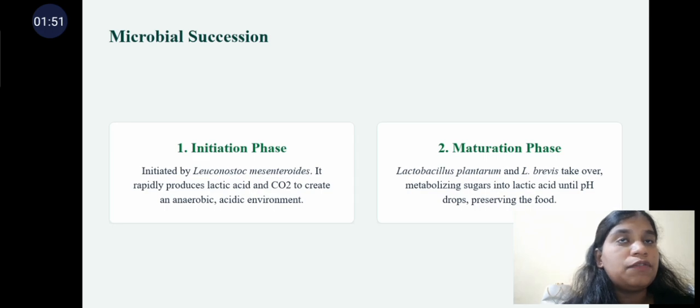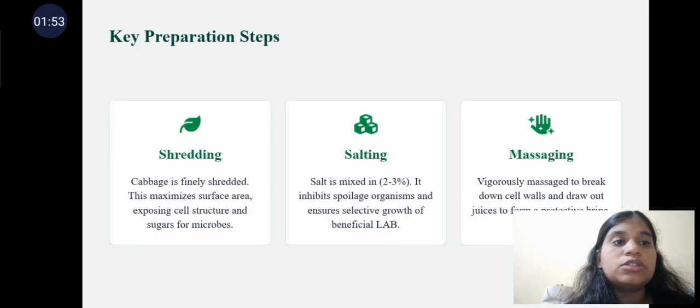The preparation involves three steps: shredding, salting, and massaging. First, the cabbage is finely shredded, and second, about 2 to 3% salt is mixed with the cabbage. Finally, the cabbage is massaged to release its juice, which forms the natural brine needed for fermentation.